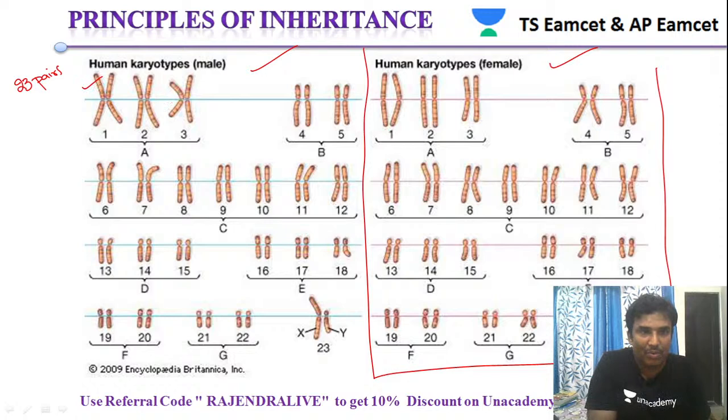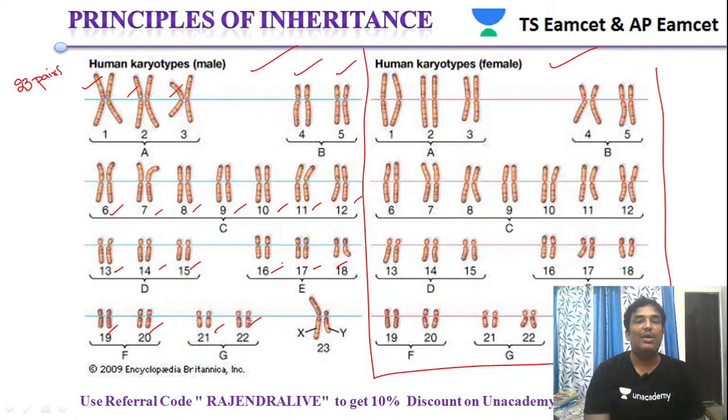So this is chromosome number 1. So chromosome pair number 1, chromosome pair 2, chromosome pair 3. This is pair 4, pair 5. Okay, so pair 6, pair 7, pair 8, pair 9, pair 10, 11, 12. So you can see pair 13, 14, 15, 16, 17, 18, and 19, 20, 21, and 22. So these until G.